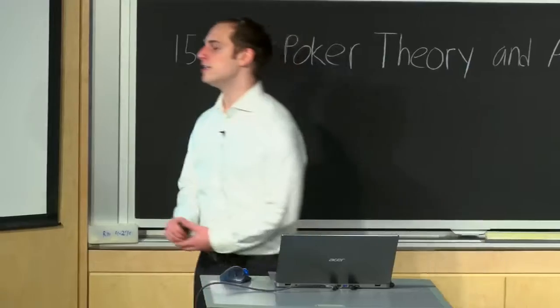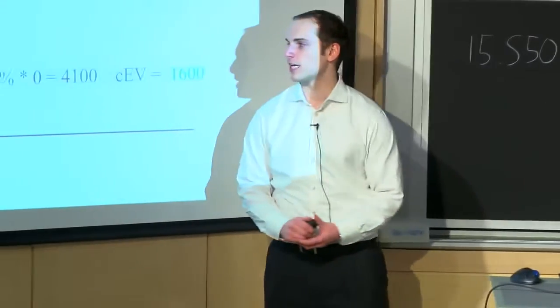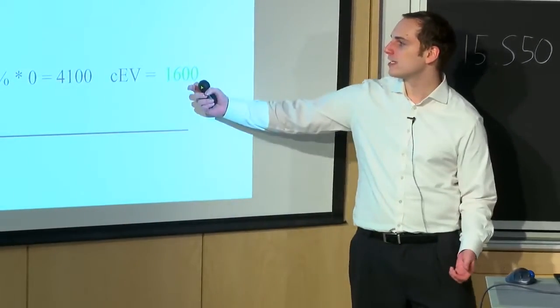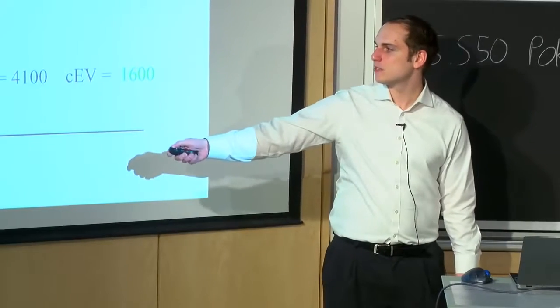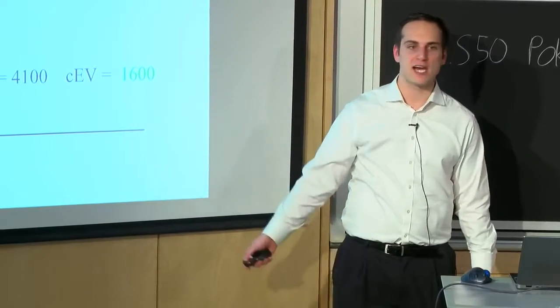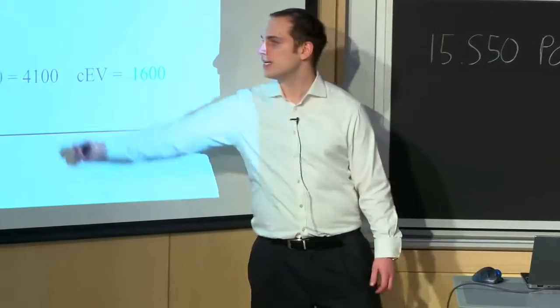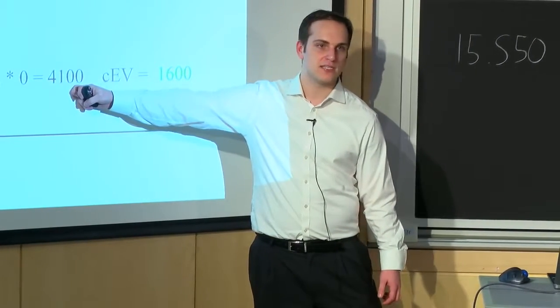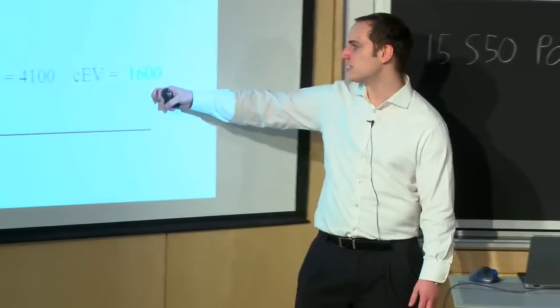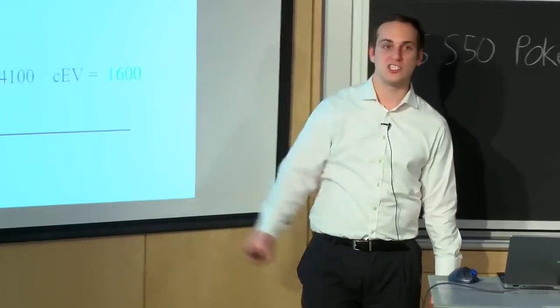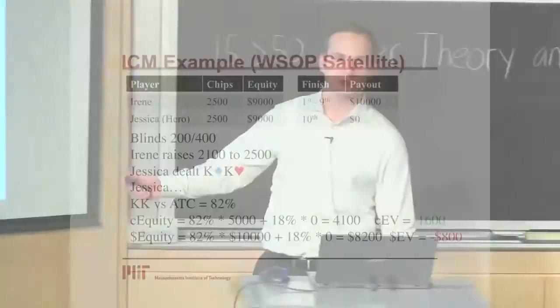So Jessica is 82% with the kings, and looking at chip equity, she's crushing it. She's 82% to win 5,000, doubling up. She's 18% to lose. So her expected value after this is 4,100, meaning her delta is 1,600. She's expected to win 1,600 chips for this.